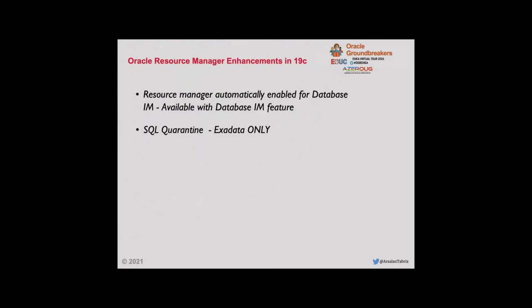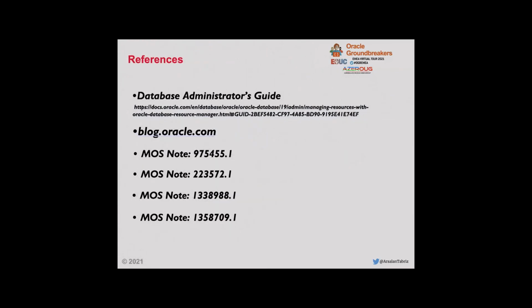Enhancement features in 19c: Resource Manager is automatically enabled for Database In-Memory, available with the Database In-Memory feature, and SQL Quarantine. This feature can block SQL statements with bad execution plans. References: Database Administration Guide documentation, blogs.oracle.com, and MOS notes.